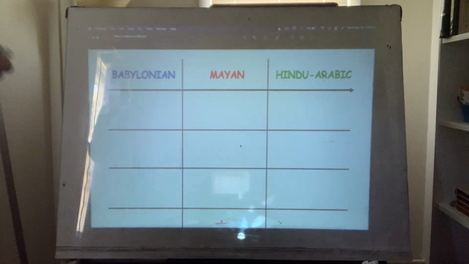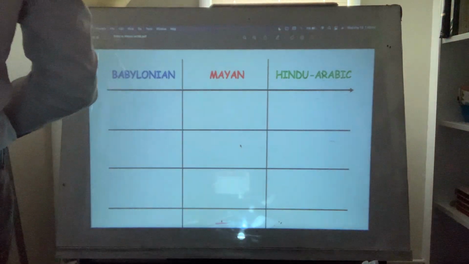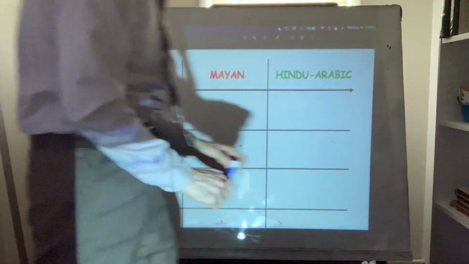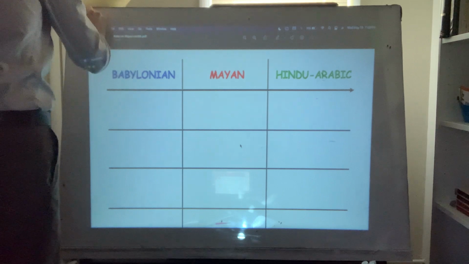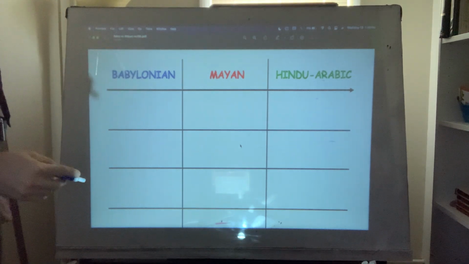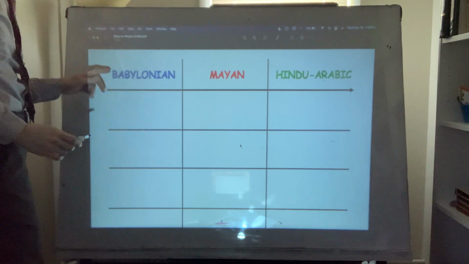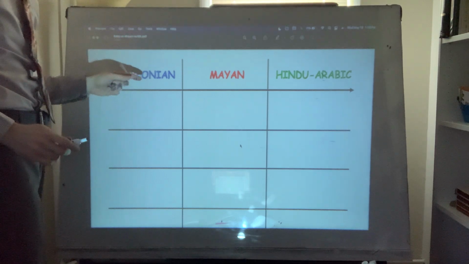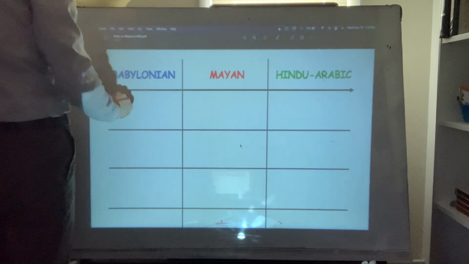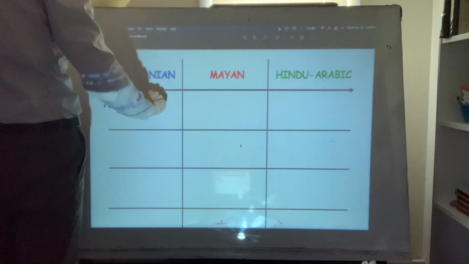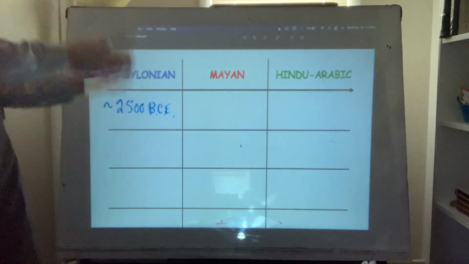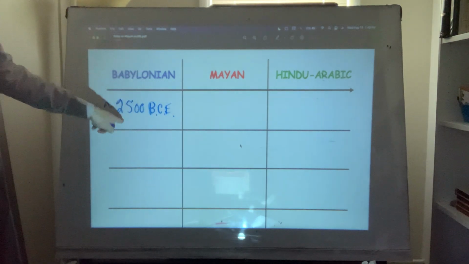This is for the sake of comparing and contrasting. In terms of time, I hope this marker cooperates. Yes, that works. Okay. Blue is dying today. Babylonian, which again is derived from Sumerian. Its heyday, I would suppose, is something about 2500 BCE. You're not responsible for any sort of dates. This is not a history class, but that's just to kind of position you in relation to it.